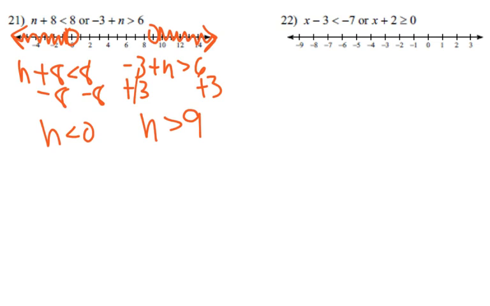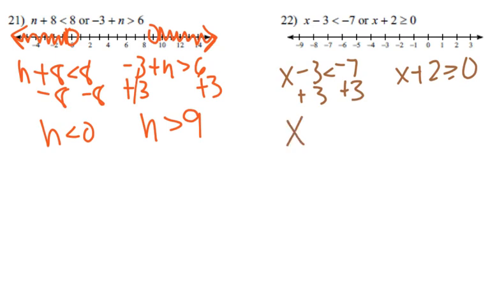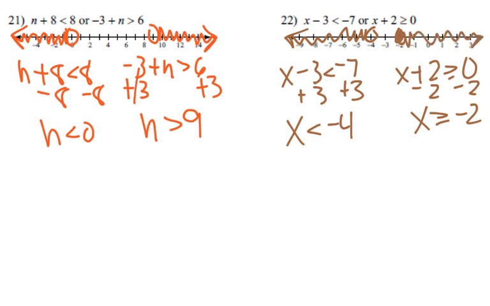For 22, we go x minus 3 is less than negative 7, or x plus 2 is greater than or equal to 0. So we add 3 on this one, giving us x is less than negative 4. We subtract 2 on this one, giving us x is greater than or equal to negative 2. So at negative 4, a hollow circle, x is smaller, shade to the left. X is greater than or equal to negative 2, filled in circle at negative 2, and we shade to the right.